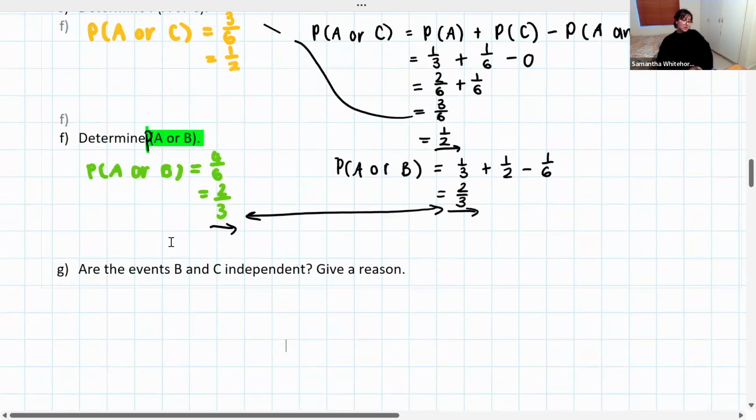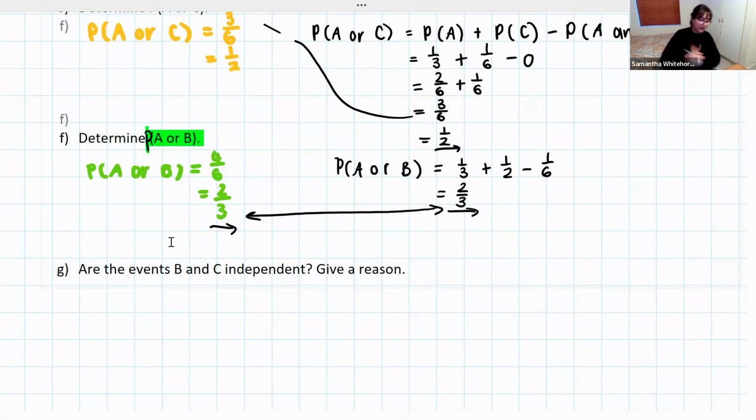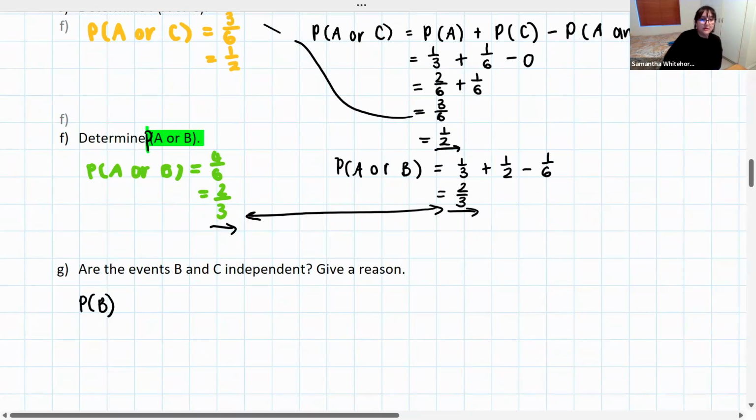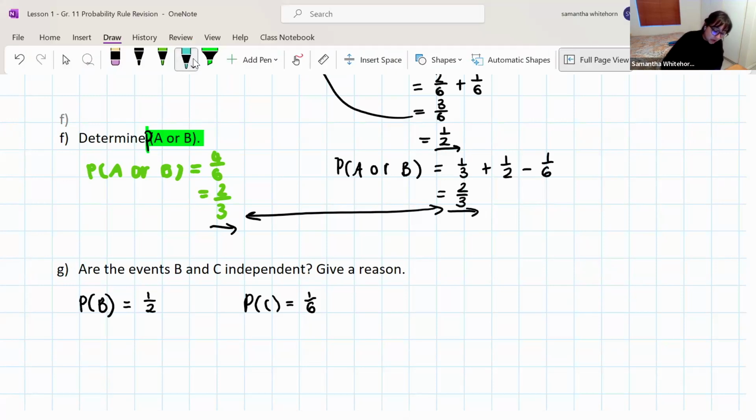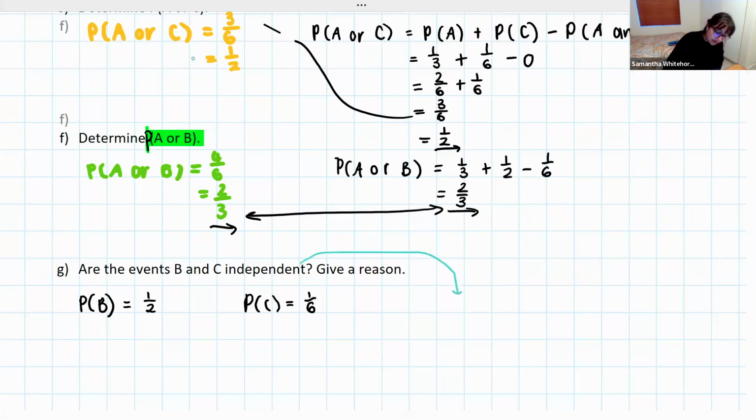Okay, so the last question says, are events B and C independent? Give a reason for your answer. Okay, so remember event B was the probability of drawing an even number, which had a likelihood or a probability of 1/2. And event C was the likelihood of drawing a 4, which had a probability of 1 out of 6. Now, this is the rule that you have to know. You have no choice in the matter. If events are independent, the probability of A and B must be equal to the product of those two events' probabilities.